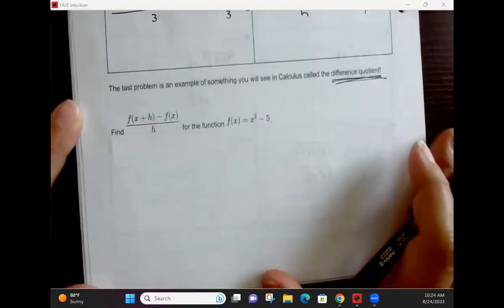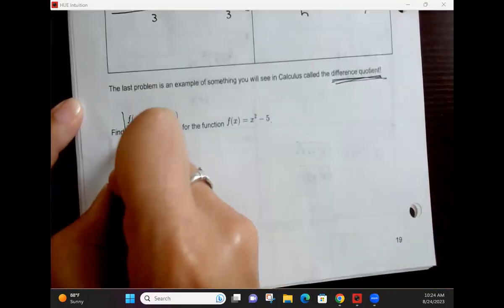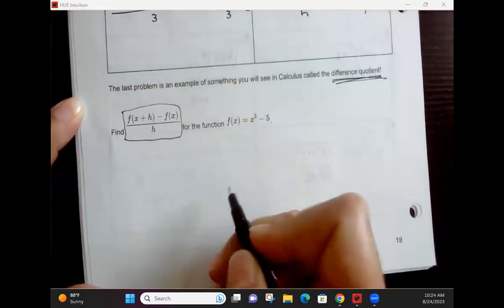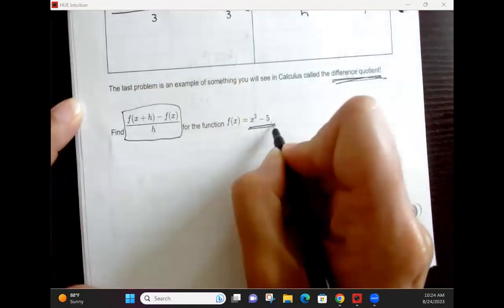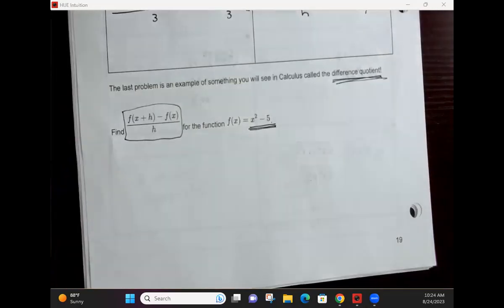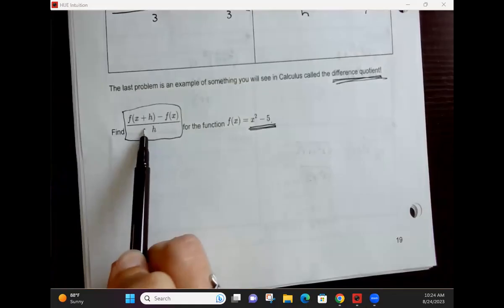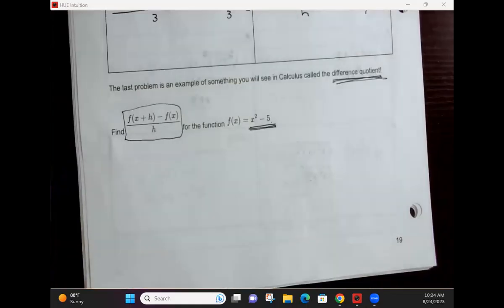So I would like you now to find the difference quotient for this function. New function, same setup. Find this for our new f of x.